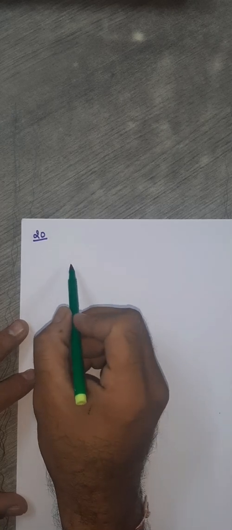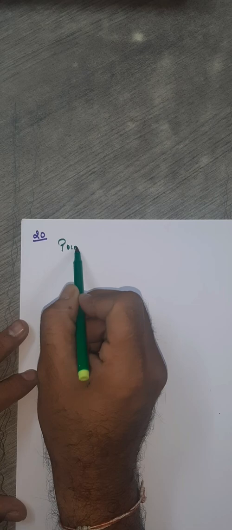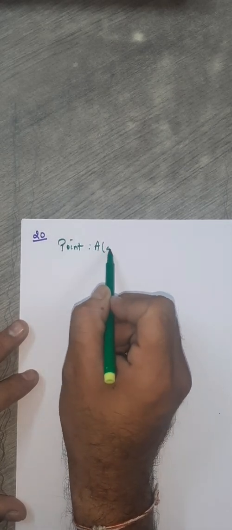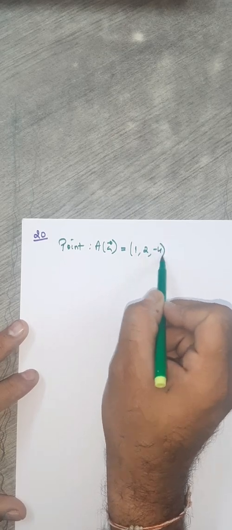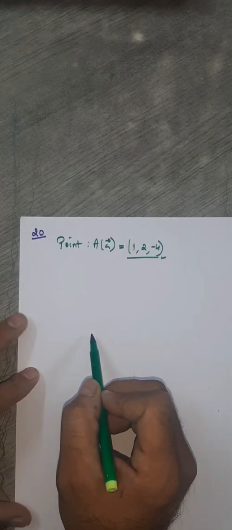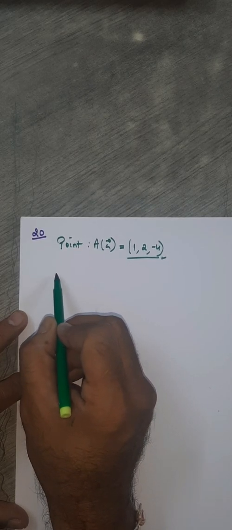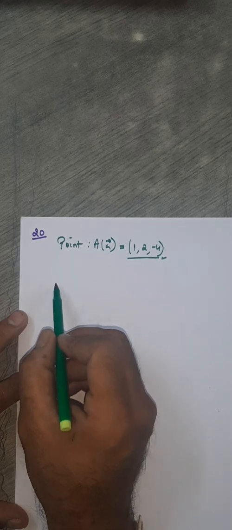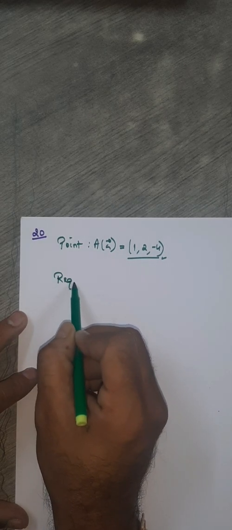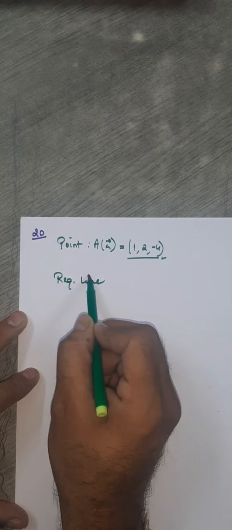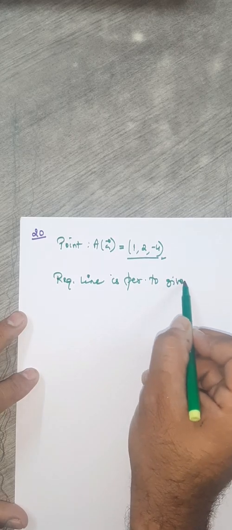So in the 20th question, again you are asked for the vector form of the line through this fixed point. So here the fixed point is given by 1, 2, -4, and the line is perpendicular to the two lines. So you need the direction of the line. Now here the required line, let me write, the required line is perpendicular to the given two lines.